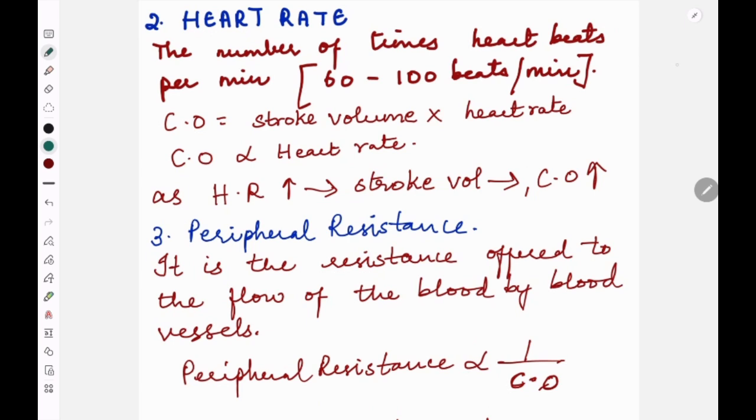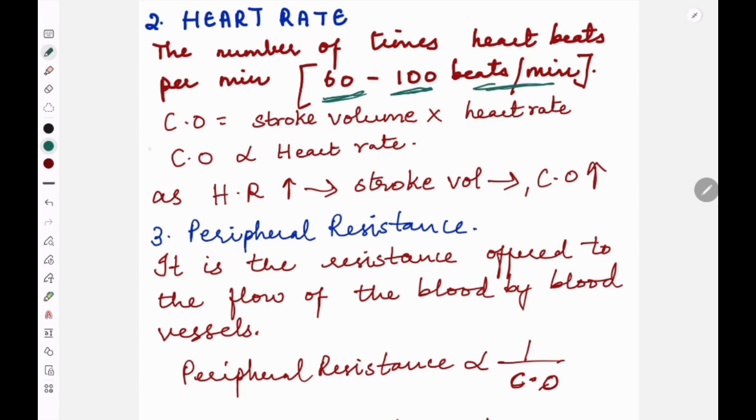The second factor, and the most important factor, is heart rate. So what is heart rate? We know very well that heart rate is nothing but the number of times the heart beats per minute. We know the normal value of the heart rate, that is 60 to 100 beats per minute. This is the normal range of heart rate.